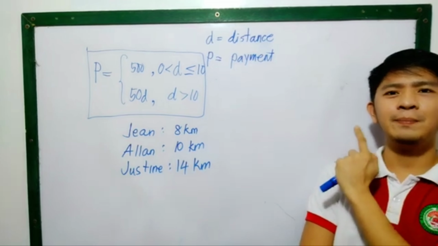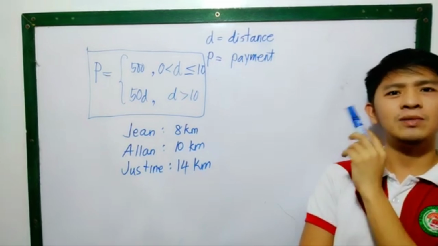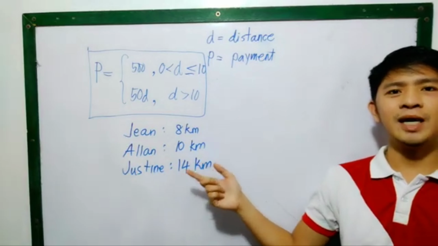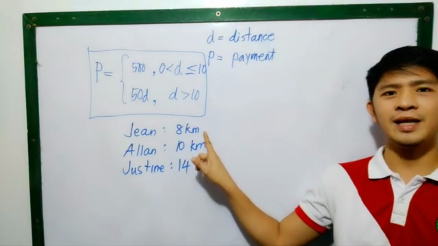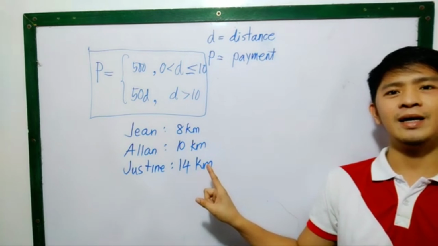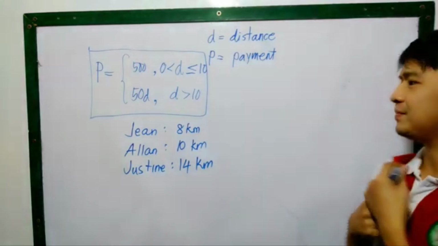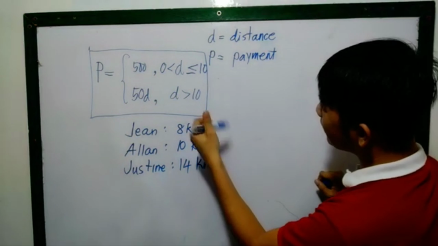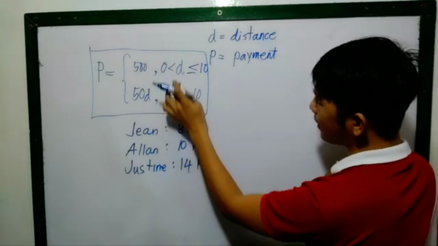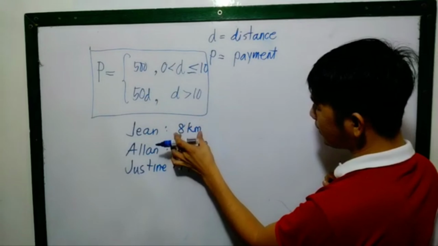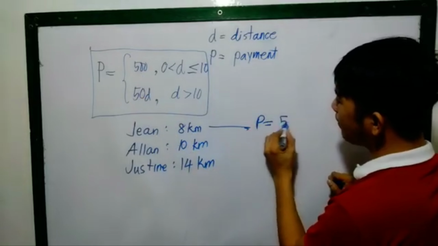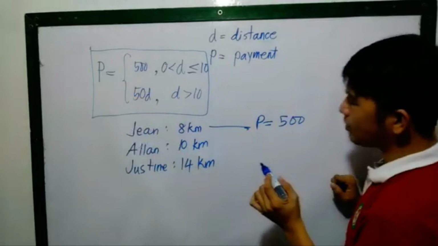Okay, so paano ba gagamitin ang piecewise function na ito para ma-check natin kung talagang okay siya, no? Kung talagang tama siya. So, i-check natin. So, nakalagay dyan, si Jean ay nag-travel ng 8 kilometers. Si Alan naman is 10 kilometers. And si Justin and her friends ay 14 kilometers. So, check natin. So, kung 8 kilometers, makikita yan dito. Dahil ang 8 ay nasa pagitan yan. Ang 8 ay mataas sa 0, pero mababa sa 10. So, kapag ganito, ang gagamitin mo is P equals 500. Ganun agad siya.